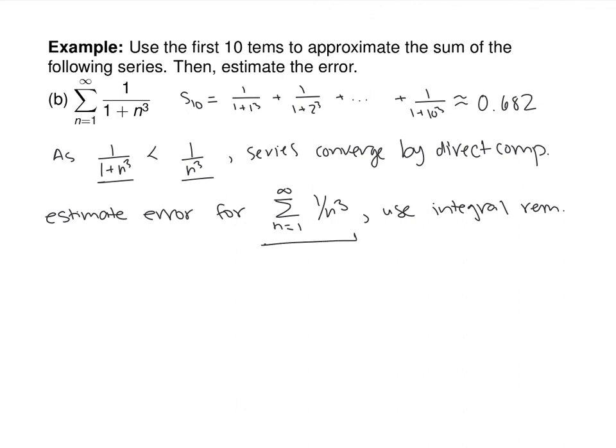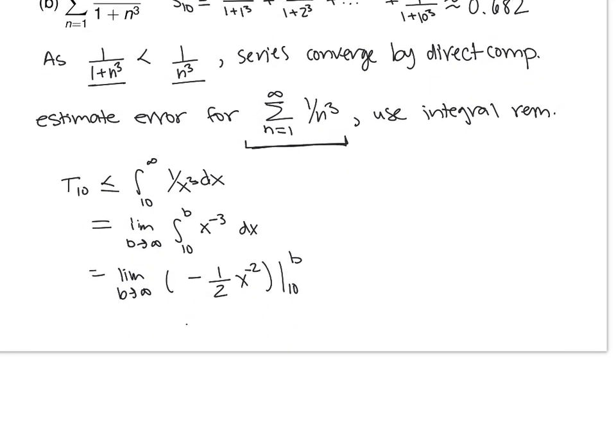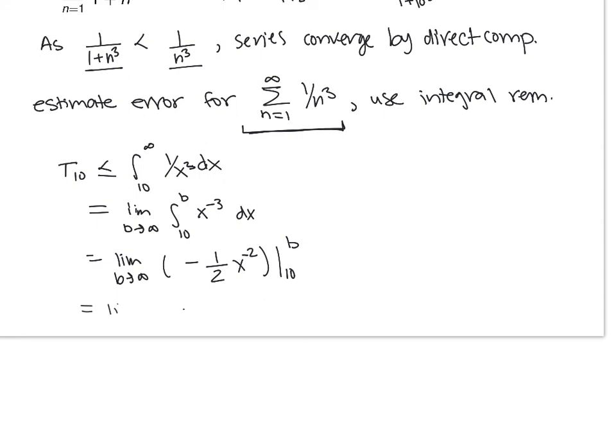Okay, so let's call the remainder of this thing T10. That's less than or equal to the integral from 10 to infinity of 1 over x cubed dx, which equals the limit as b goes to infinity of the integral from 10 to b of x to the negative 3 dx, or the limit as b goes to infinity of negative 1/2 x to the negative 2, evaluated from 10 to b. So that will equal the limit as b goes to infinity of negative 1 over 2b squared plus 1 over 2 times 10 squared. So that's 1 over 200.